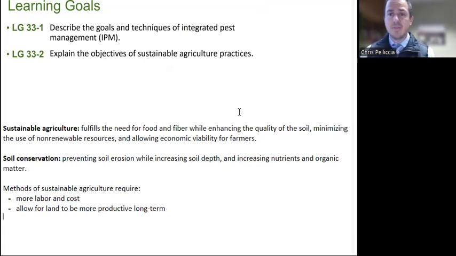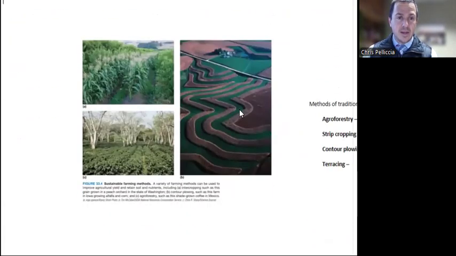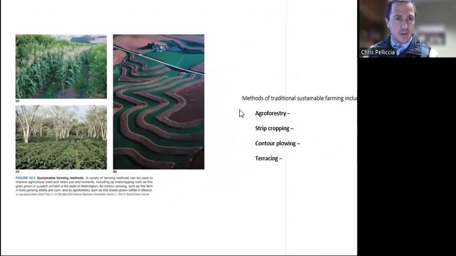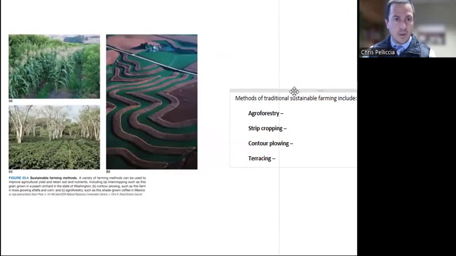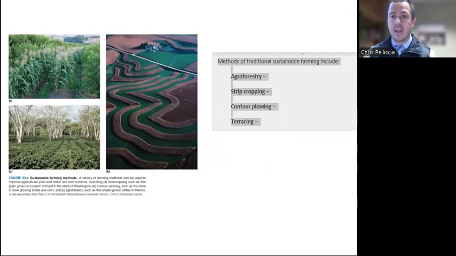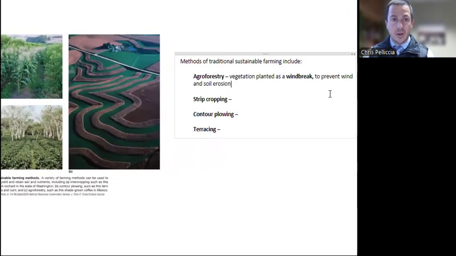Let's look at some traditional methods of sustainable farming. Down here, we have a picture of them, and then we can talk about some definitions. Some traditional methods of sustainable farming include the idea of agroforestry. Agroforestry can be described as planting vegetation in a windbreak to prevent wind and soil erosion.